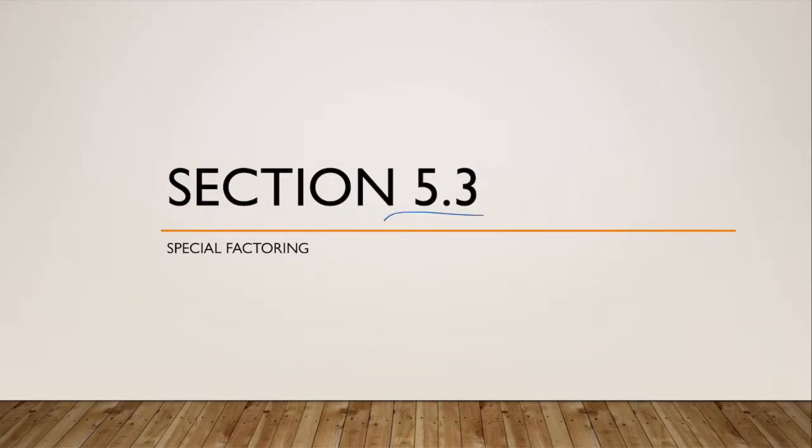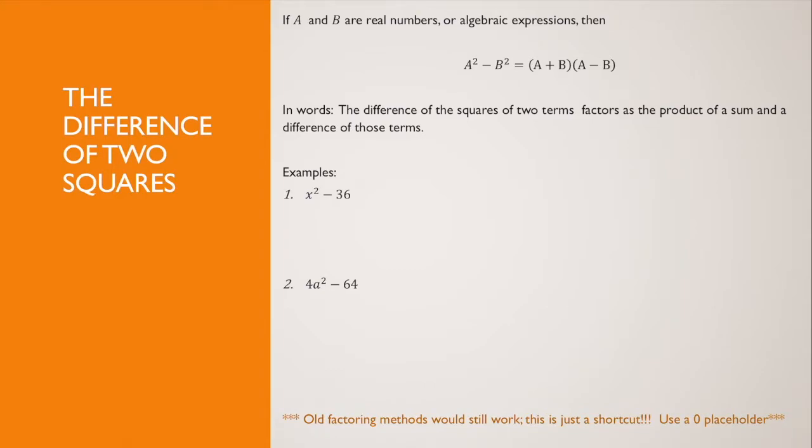Section 5.3 is about special factoring. These are not rules, except for the cubic rule, which I'll highlight, that you need to memorize, because we can solve these the old way by finding the factors of AC that add up to B. So let's take a look at the difference of two squares.